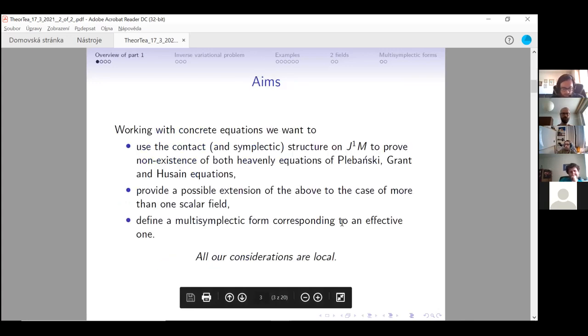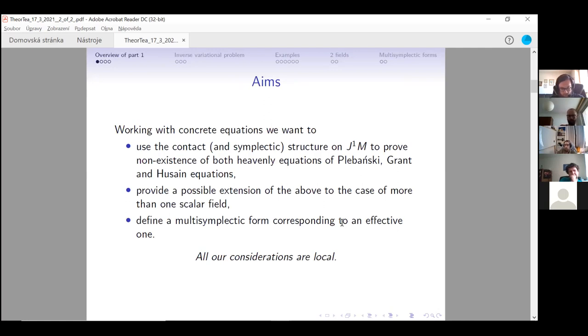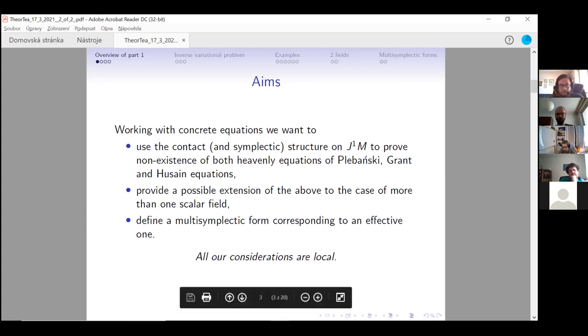Okay, so what do we want to do? We want to work with concrete equations and use the apparatus described last time to show that both the Heavenly equations of Plebanski, the Grant equation, and the Husain equations are not variational, in the sense that there is not a first order Lagrangian for which those equations would be Euler-Lagrange equations. And everything else is more or less what I said. I remind you that all our considerations are local, so we are not dealing with global issues at all.